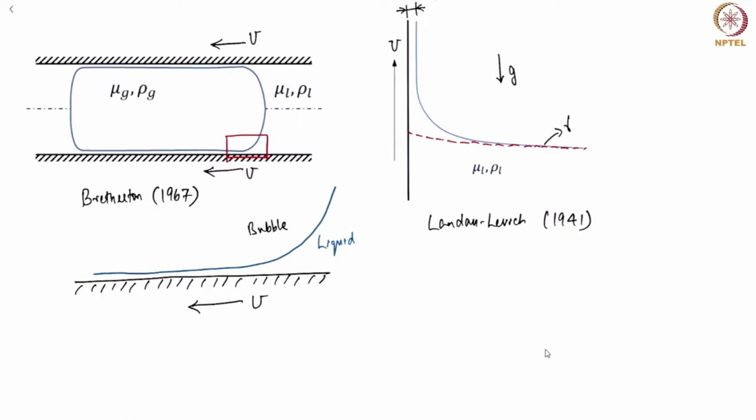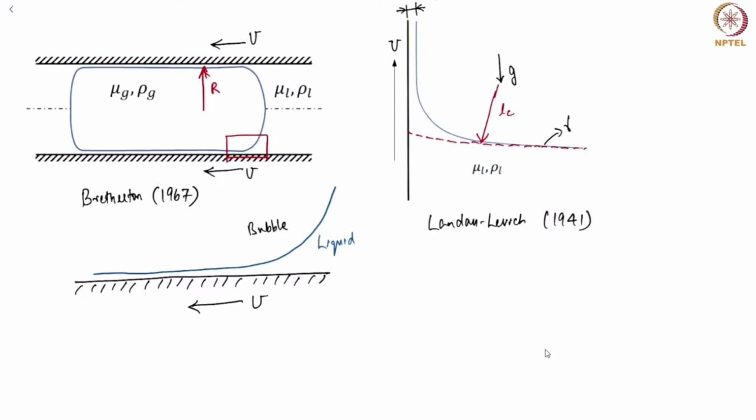But there is another very important difference. In the Landau-Levich flow, we have gravity. Here, you can ignore gravity because it's a horizontal motion. Now, what does gravity do in the Landau-Levich flow? It sets the curvature in the static meniscus. The curvature of the static meniscus is 1 by LC, or the radius of curvature is LC. Whereas, in the Bretherton problem, the curvature is given by the radius of the tube.